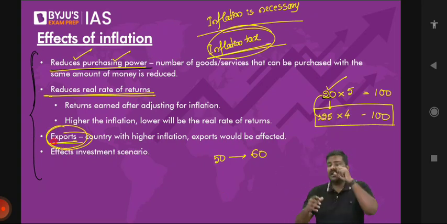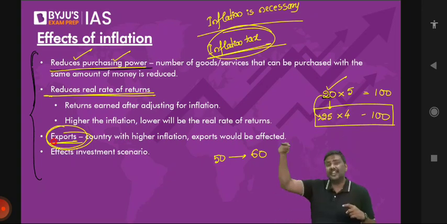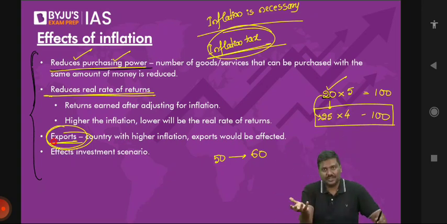And there's a connection to the exchange rate as well, the rupee-dollar exchange rate. Not today, because I need to explain the exchange rate to you first. We'll discuss that later when I take up international trade. And it will also have an impact on investments. So what do I mean by that?